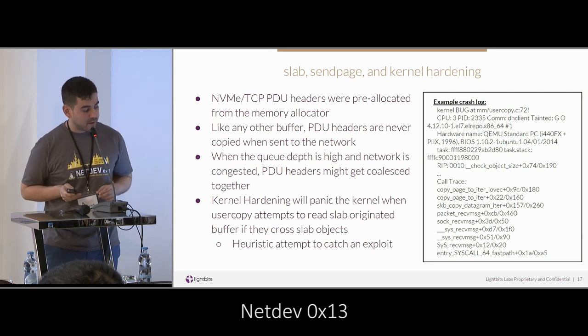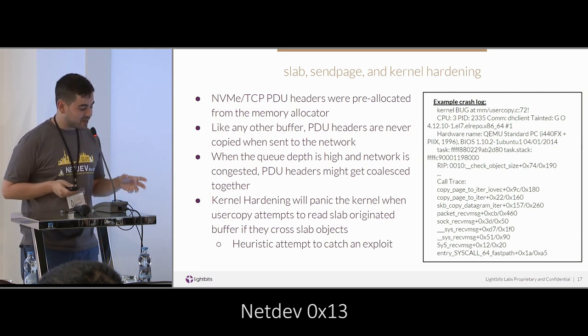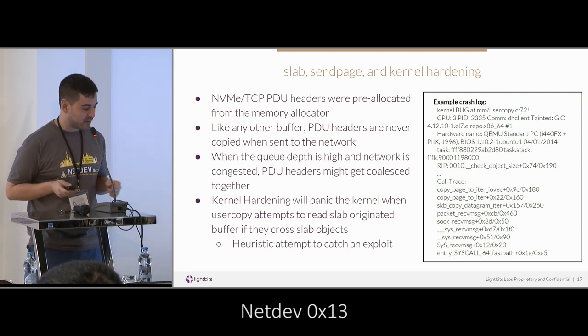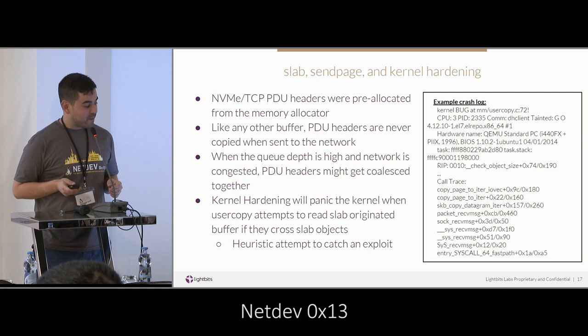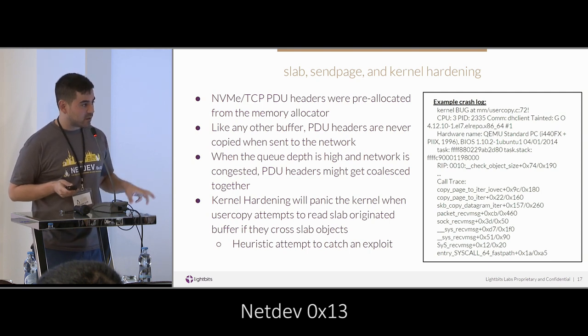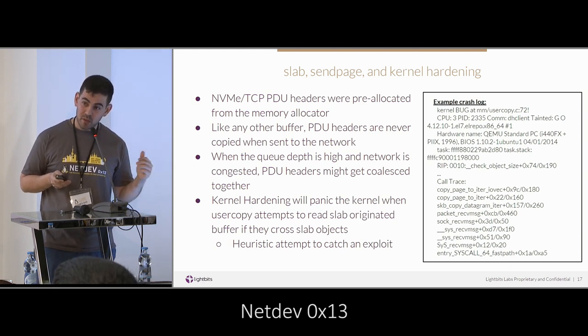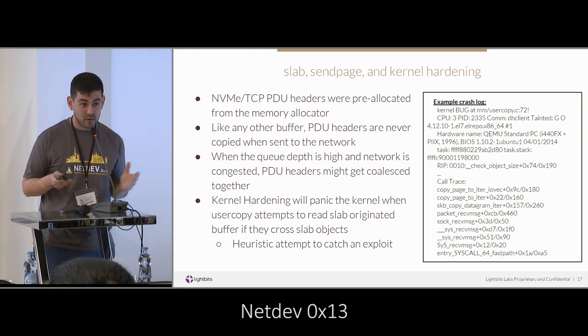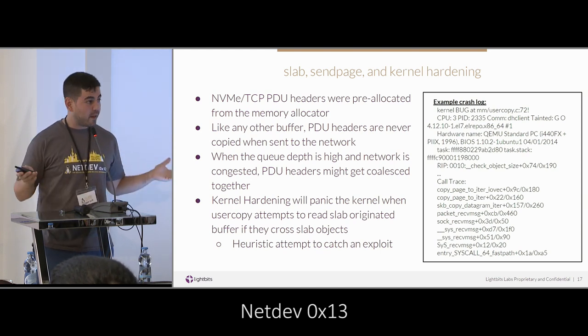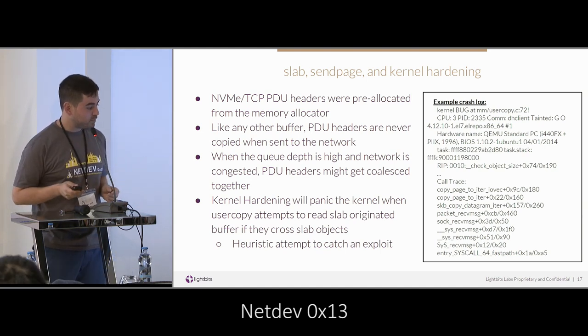The other problem that we discovered actually happened during one of our continuous integration runs. NVMe TCP PDUs are like any other data, zero copied on the way out. We are not copying the PDUs on the TX either. Although they are not big, we didn't want to copy any type of data in the protocol.